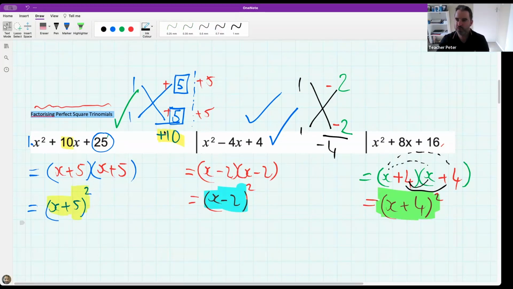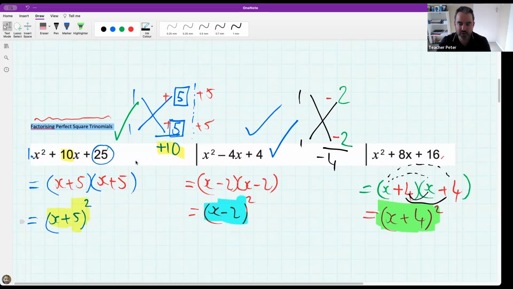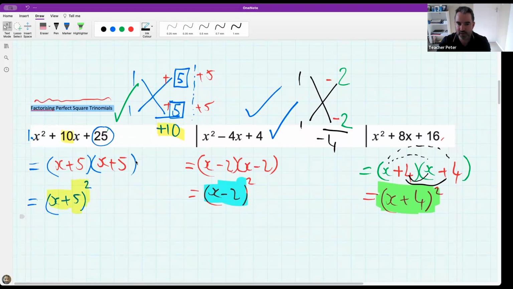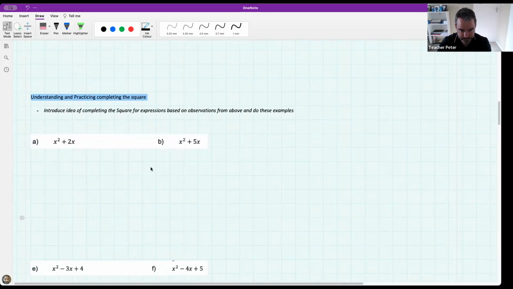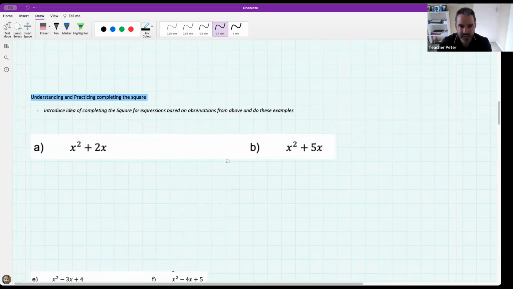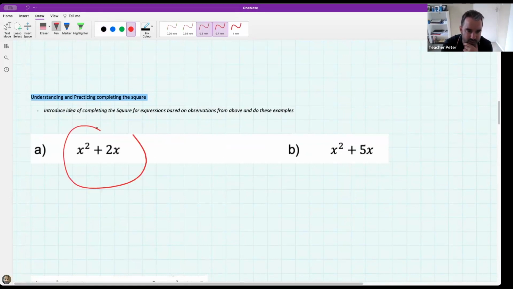Okay, so you've done the warm-ups, you've done the basics. You all know how to multiply out. You all know how to factorize. So let's go and look at what completing the square is. Okay, this is an expression. Is this currently a square itself? Yes or no? In the chat, tell me, is this a square or is it not a square? I want to see what the people say.